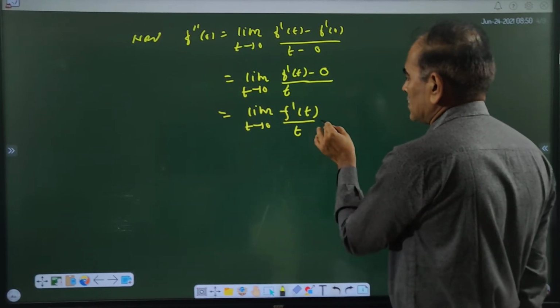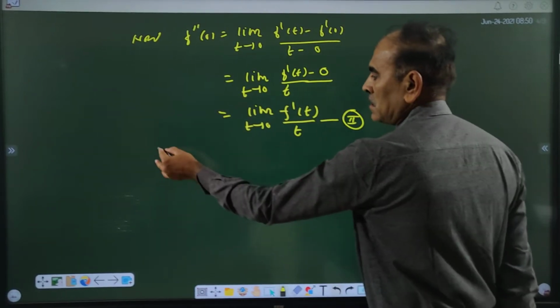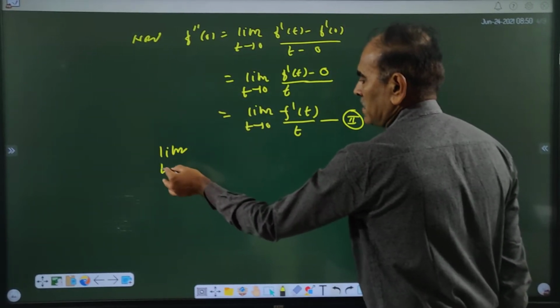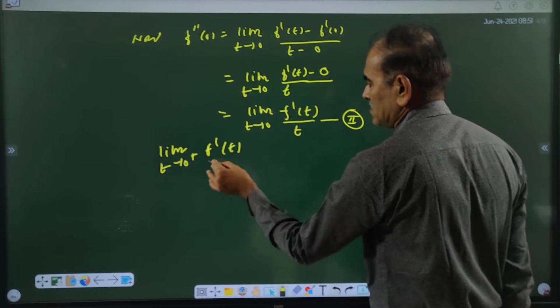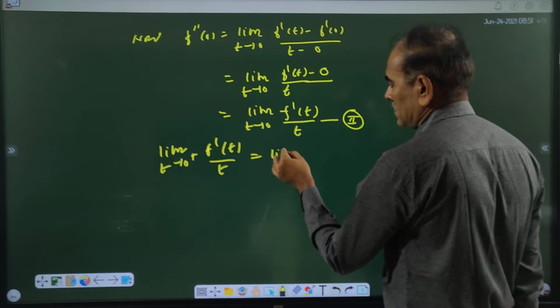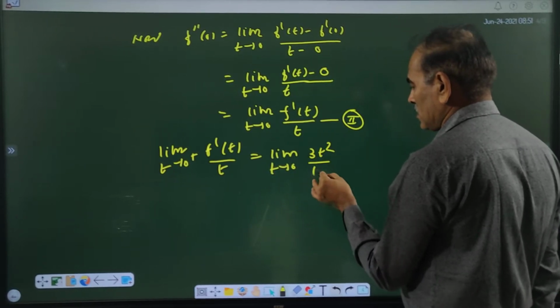Okay? Say this is number 2. Now this limit, once again we need to find left and right hand limit. f dash t over t. Limit t tends to 0, 3t square over t.